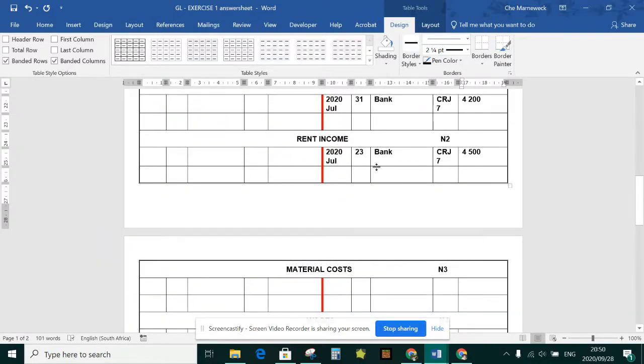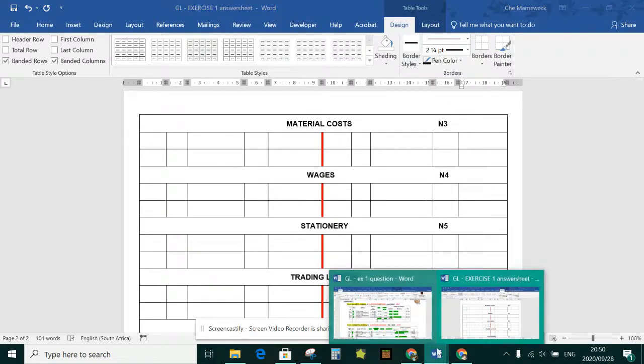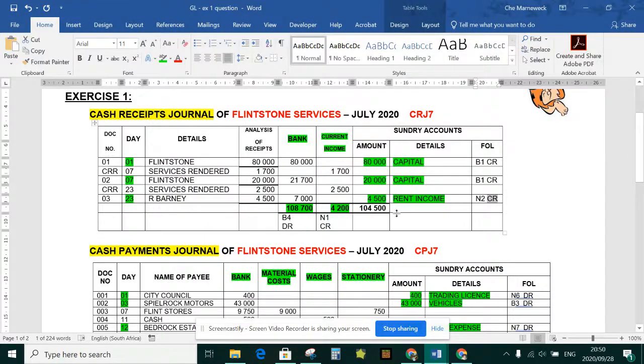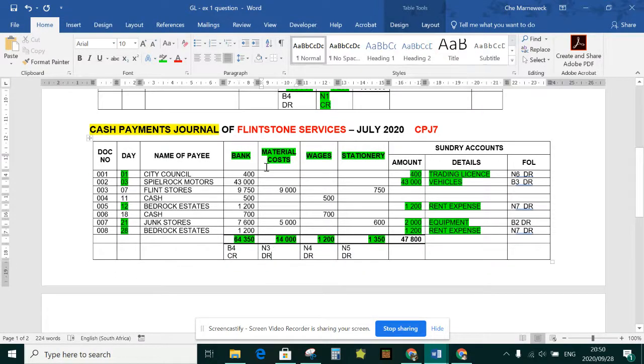We've done our incomes. Everything that's left is an expense. So we have a look. What journal has got material costs in? If we look, you'll see. We've already done current income, we've already done capital, and we've done rent income. We're coming back to bank. So we move on to material costs.